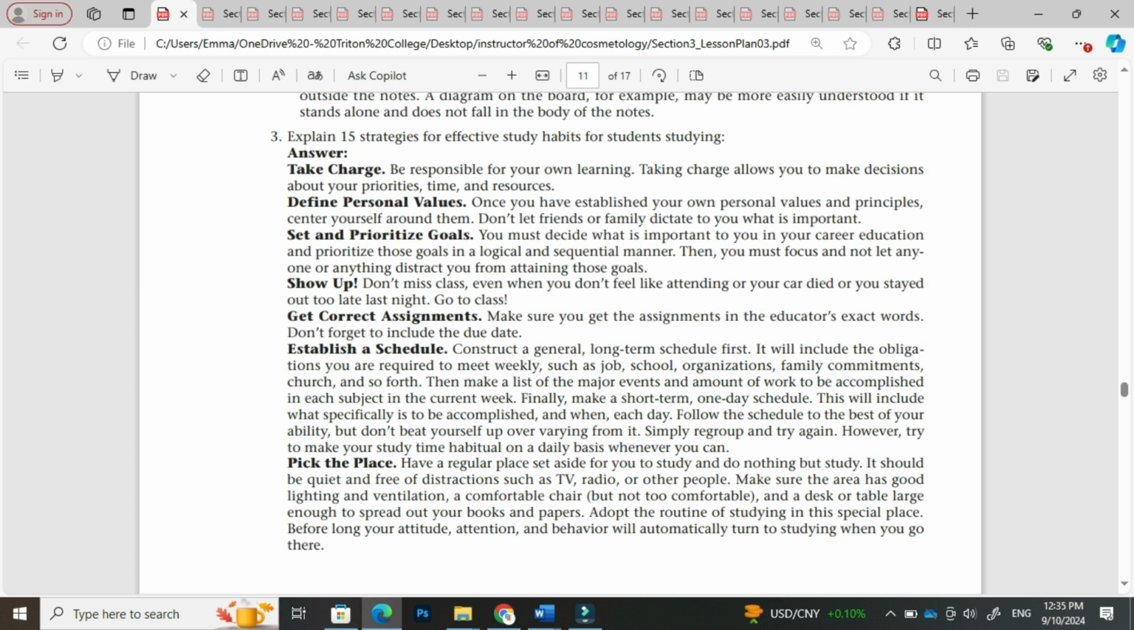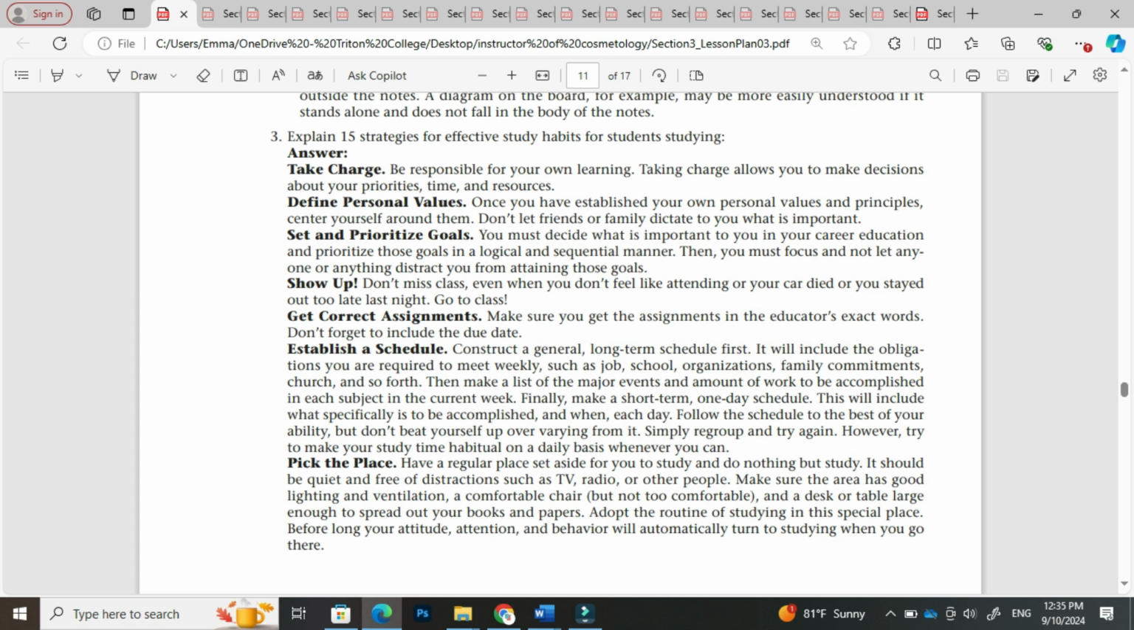Finally, make a short-term one-day schedule. This will include what specifically is to be accomplished and when each day. Follow the schedule to the best of your ability, but don't beat yourself up over varying from it. Simplify, regroup, and try again. However, try to make your study time habitual on a daily basis whenever you can.